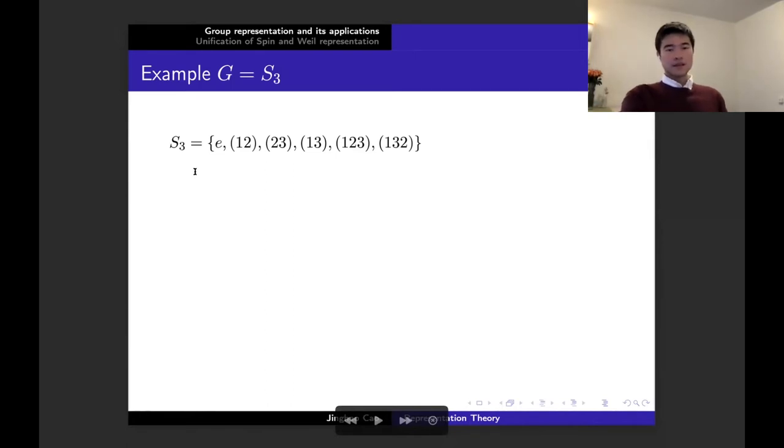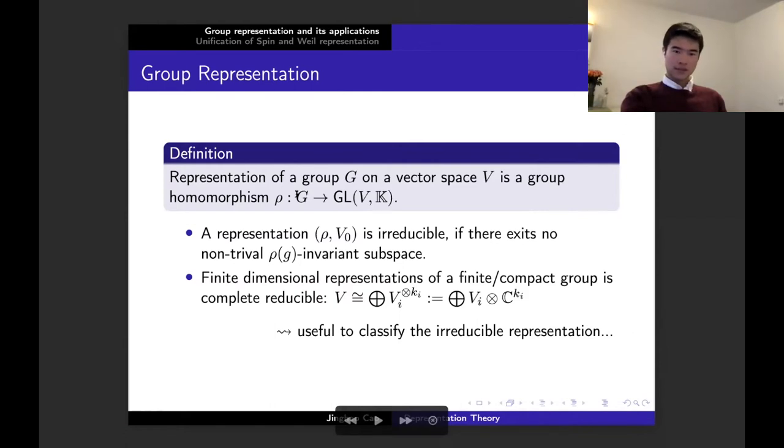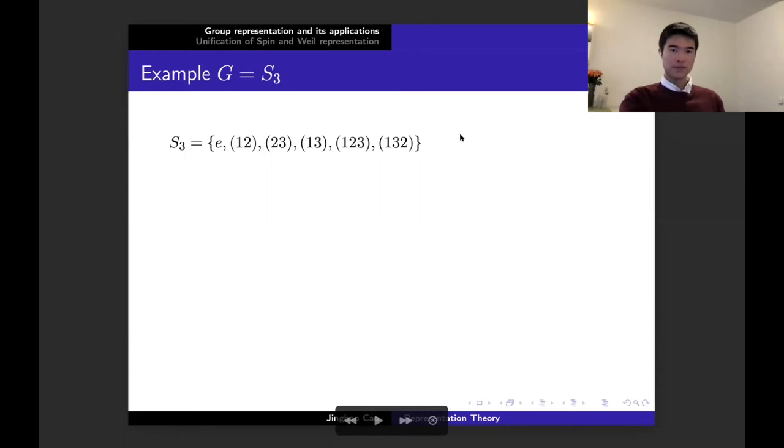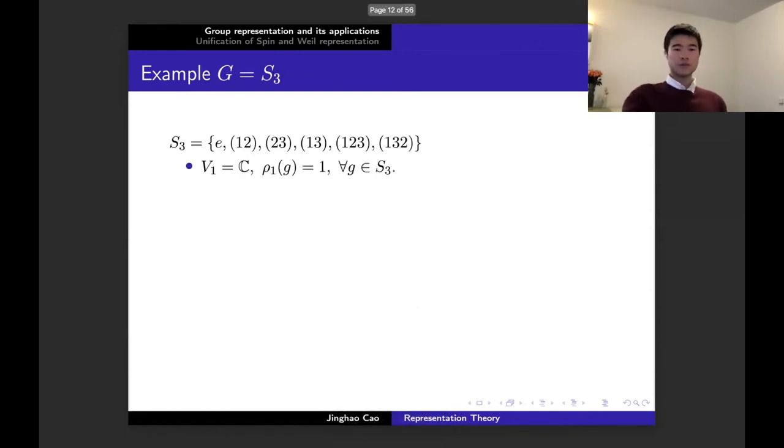And going back to this definition, we would like to send the group into the general linear group. So basically we want to define an action on each element in S3. One of the most trivial actions we can think about is to just send them all to one. So the first representation is a one-dimensional space C, and we just send every element to one. You should imagine this as a one by one matrix, so that's a left multiplication with one.